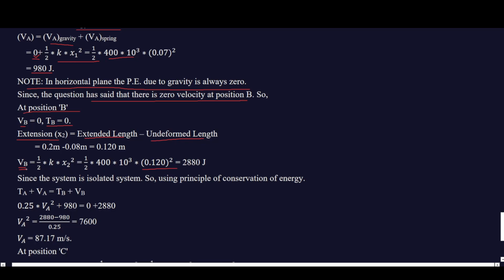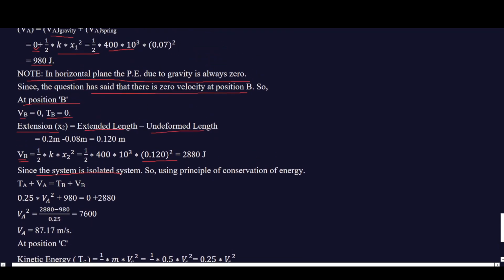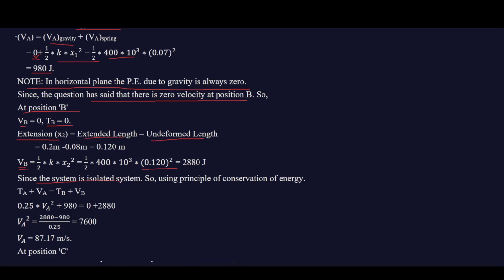Here at position B also we have neglected the potential energy due to gravity. So we have calculated the potential energy on the collar only due to spring. The system is an isolated system. This collar problem is done on the isolated system, so we can use the principle of conservation of energy.